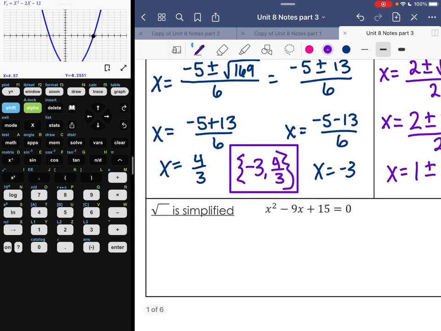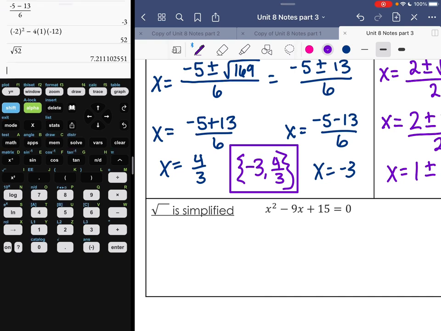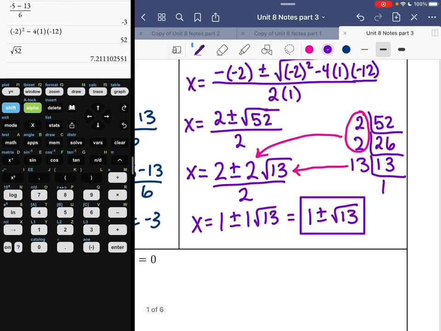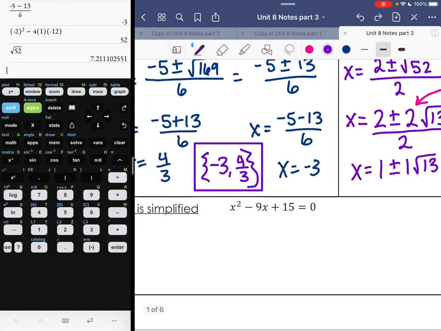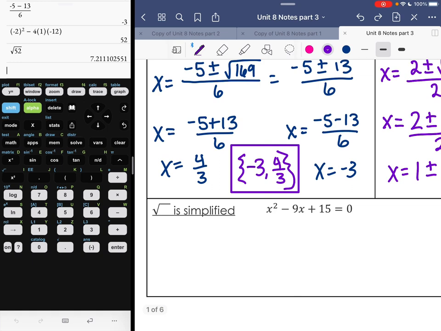Okay, the last one we're going to do is the square root is already simplified. So what that means is we're not going to be able to do this part and make a simplified square root. We're just going to have to keep what we get, and you'll see why in just a minute.